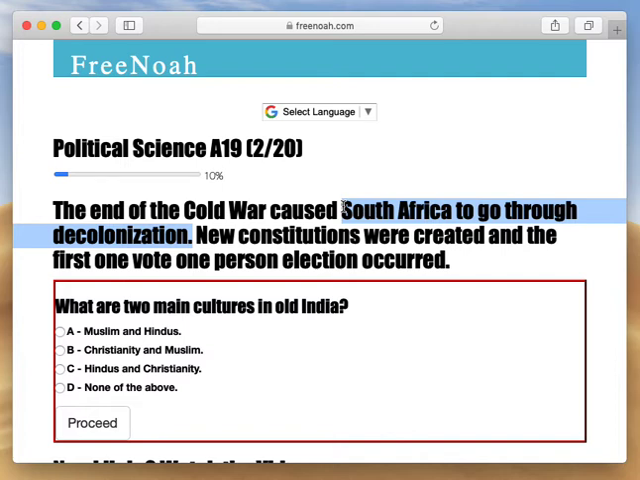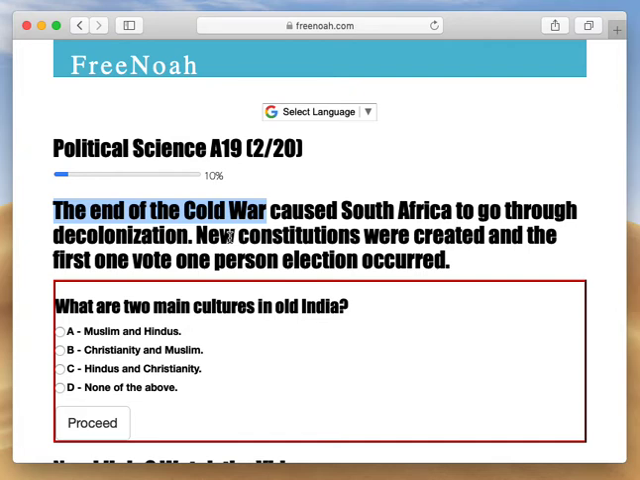If you've been keeping up, I gave you a few examples of African states that were better off colonized, or following the European colonization structure. Others destroyed the European structure. Others just run lawlessly. All right. So now we have South Africa going through decolonization. And at the end of the Cold War, these states begin to form new constitutions, and the first one vote, one person election occurred.